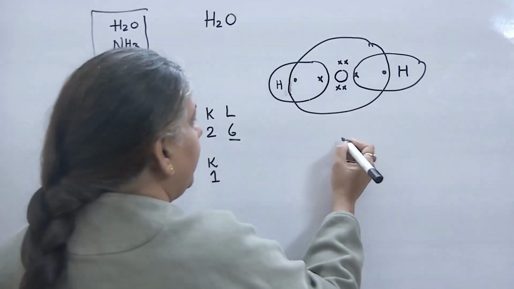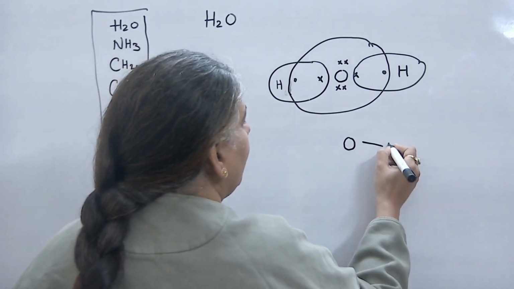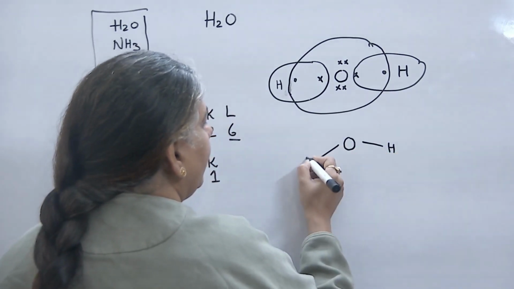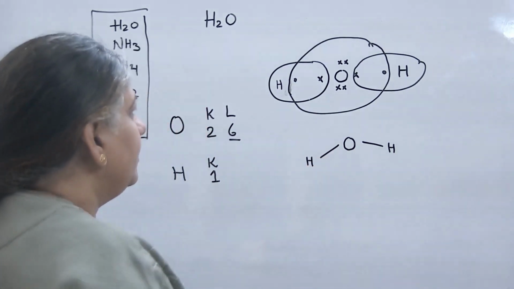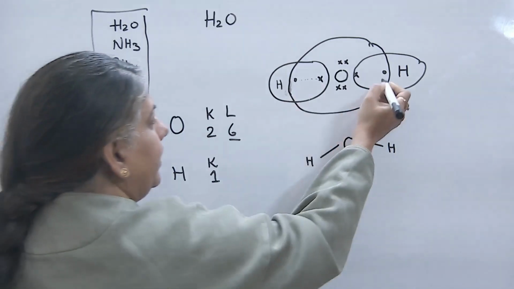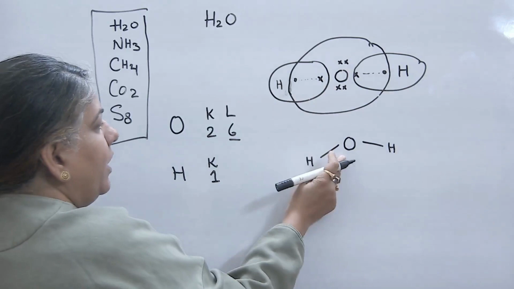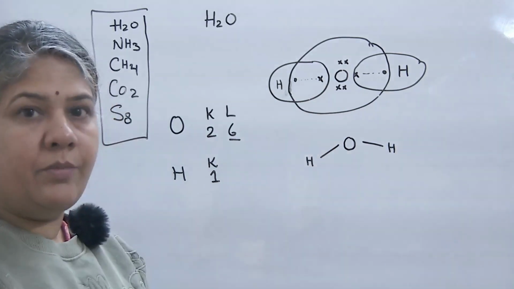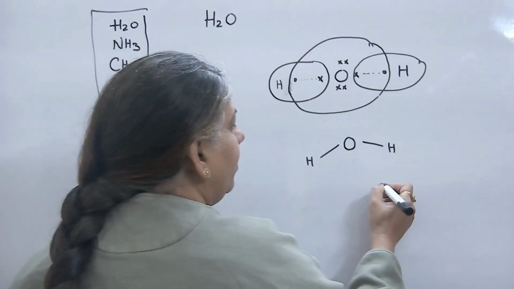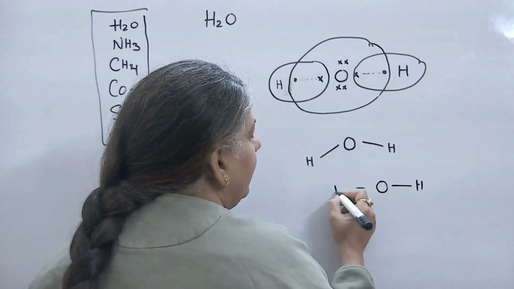So it is represented like this: oxygen, hydrogen, hydrogen. This is representing a single bond. Here it is representing a single bond. So oxygen is combining with hydrogen on either side. Okay, we do not make the molecule like this. There is a reason for it.